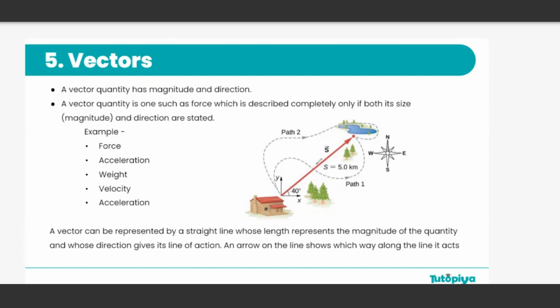Vectors are represented by straight line arrows. The length of the arrow is proportional to the magnitude of the vector, and the arrowhead is pointing in the direction of the vector quantity.